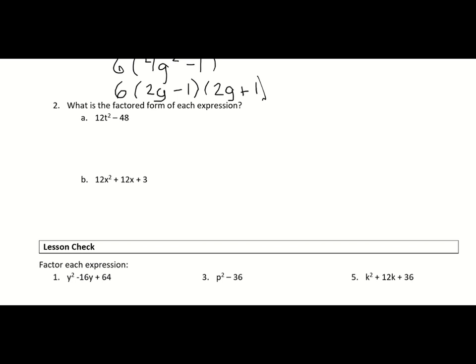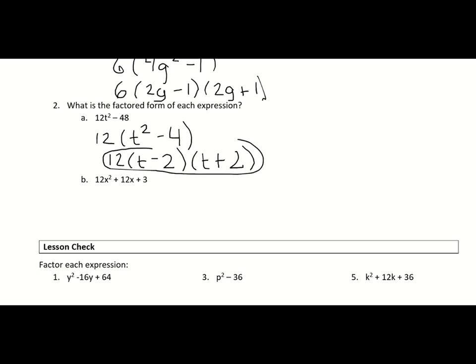Number 2, when I factor 12t squared minus 48, I'm going to first take out the 12 to be left with t squared minus 4. And then I want to see if what's inside can still factor. T squared and 4 are perfect squares, so I'm going to break this down even more. T minus 2 when I take the square roots, and t plus 2 when I take the square roots. Don't forget there was a 12 on the outside that we need to drop back down.